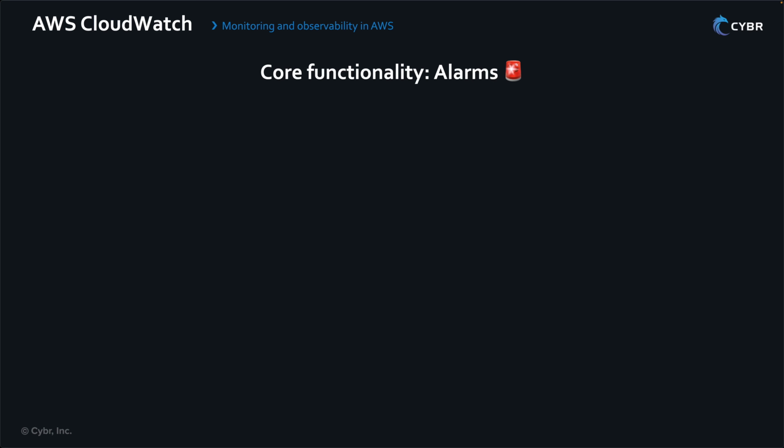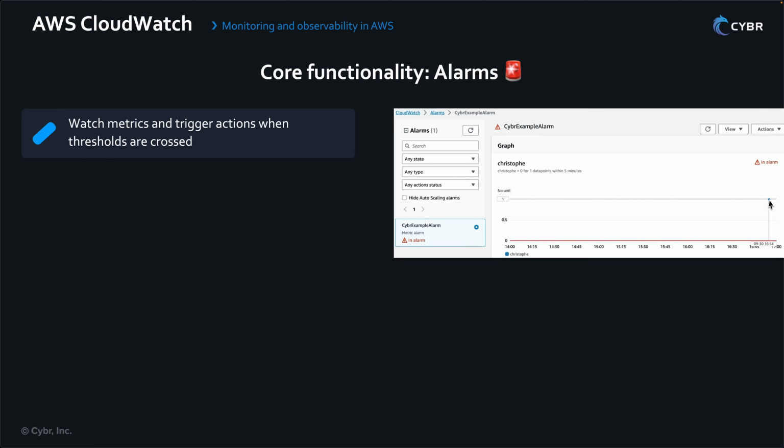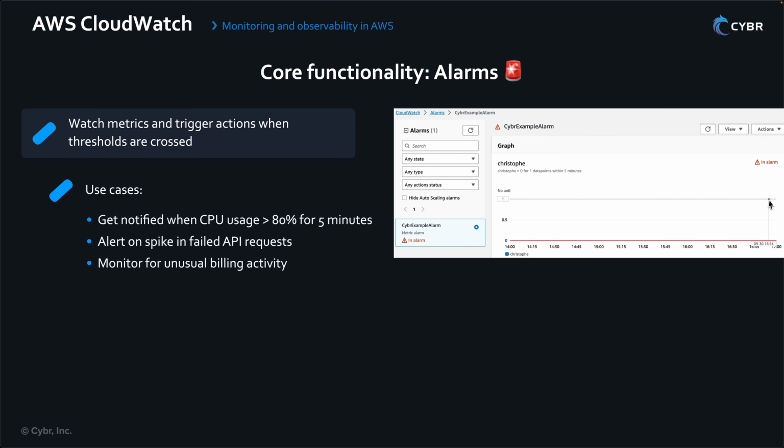Then, and this one is super important, we have alarms. These are going to watch your metrics and they can trigger actions when your thresholds are crossed. So for instance, you might want to get notified if you have a CPU usage spike that stays above 80% for more than 5 minutes, or if there's a spike in failed API requests. That could indicate an attack or some other form of issue. You can also use this for budgeting purposes because it's going to have visibility into your account's billing.